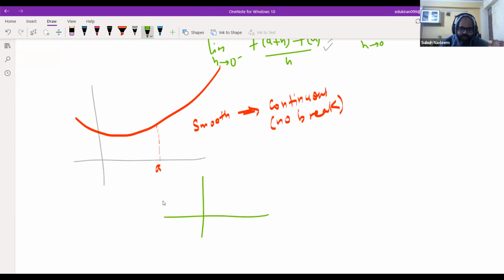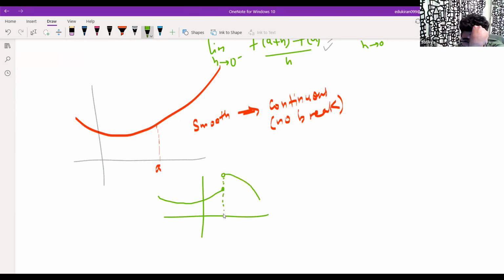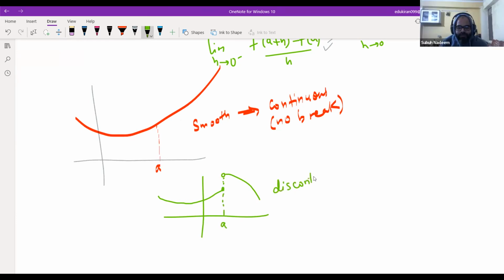But if it is not continuous, like it is going like this, and from here it is going like this, so it is discontinuous. Then definitely it will be non-differentiable. Because if it is not continuous, how can you find its derivative? You can't make a tangent. Differentiable means that you must make a tangent. You are not able to make a tangent.